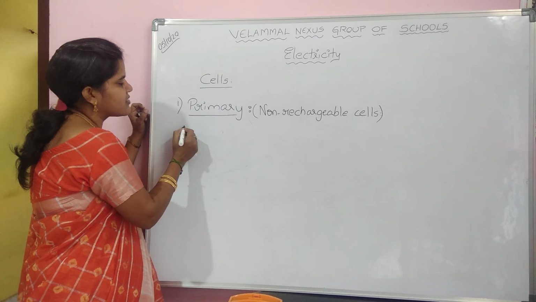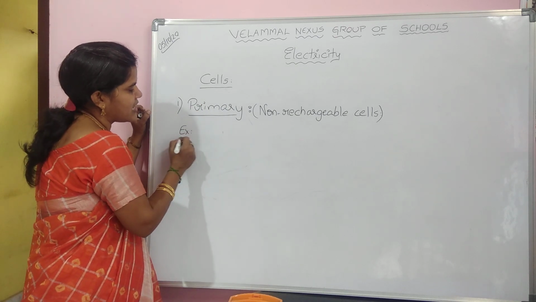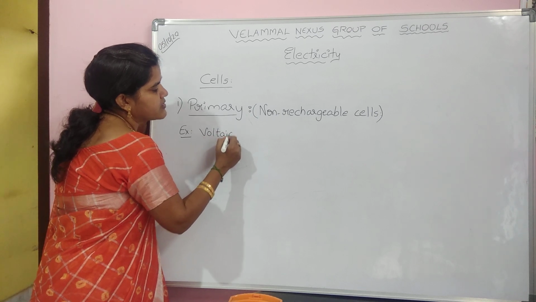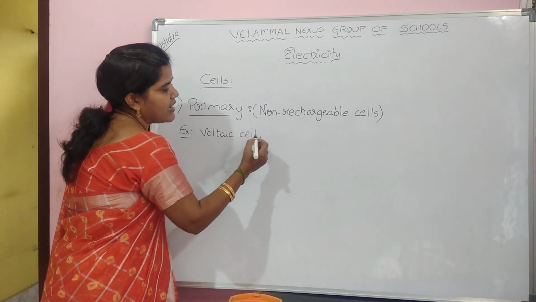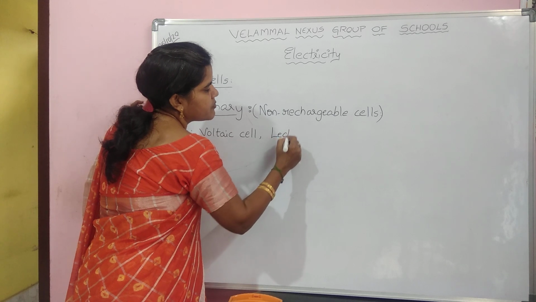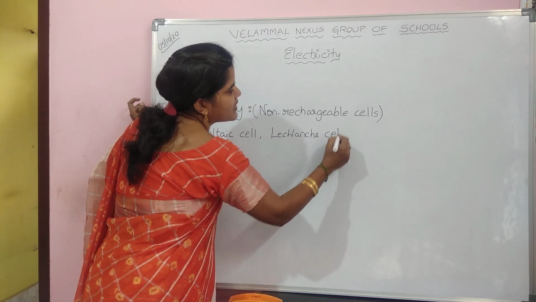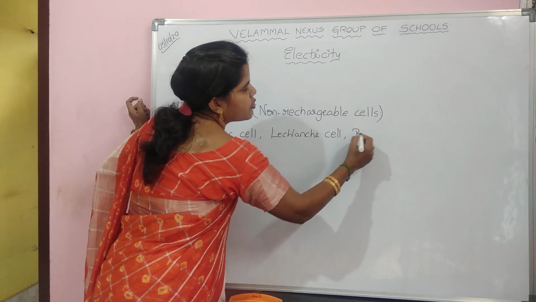So in this, the basic examples of primary cells are voltaic cell, Leclanche cell, bichromate cell.